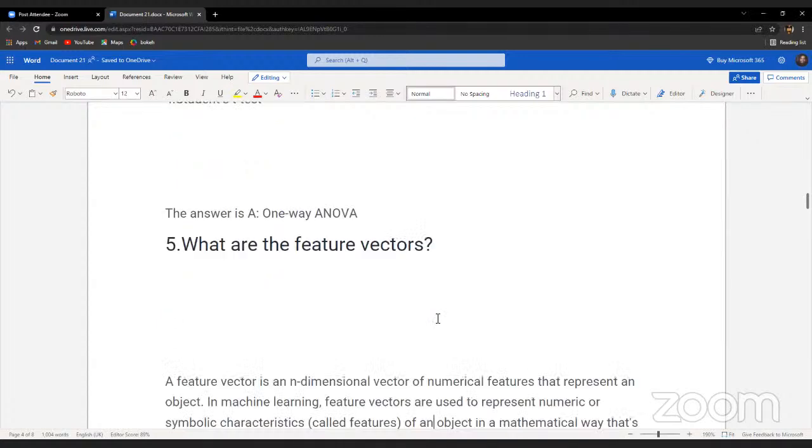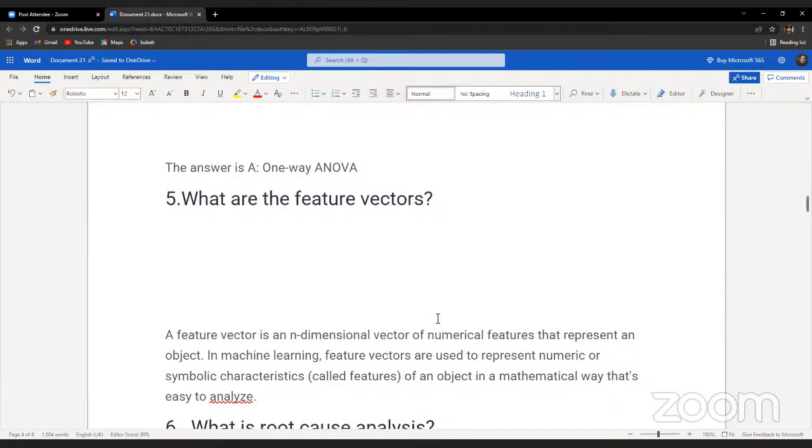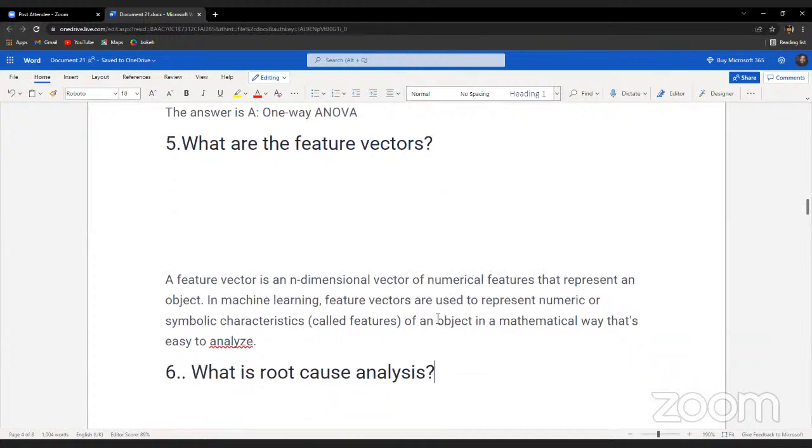Now, what are feature vectors? A feature vector is an n-dimensional vector of numerical features which represents an object in machine learning. These feature vectors are used to represent numeric or symbolic characteristics, which are called features of an object, in a mathematical way, which is easy to analyze. This is how the feature vector works.